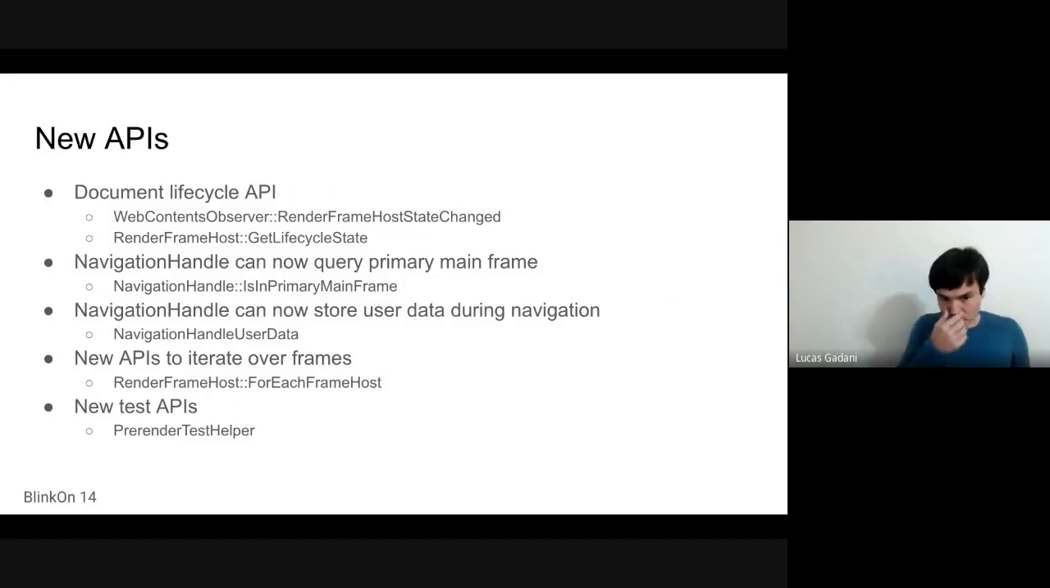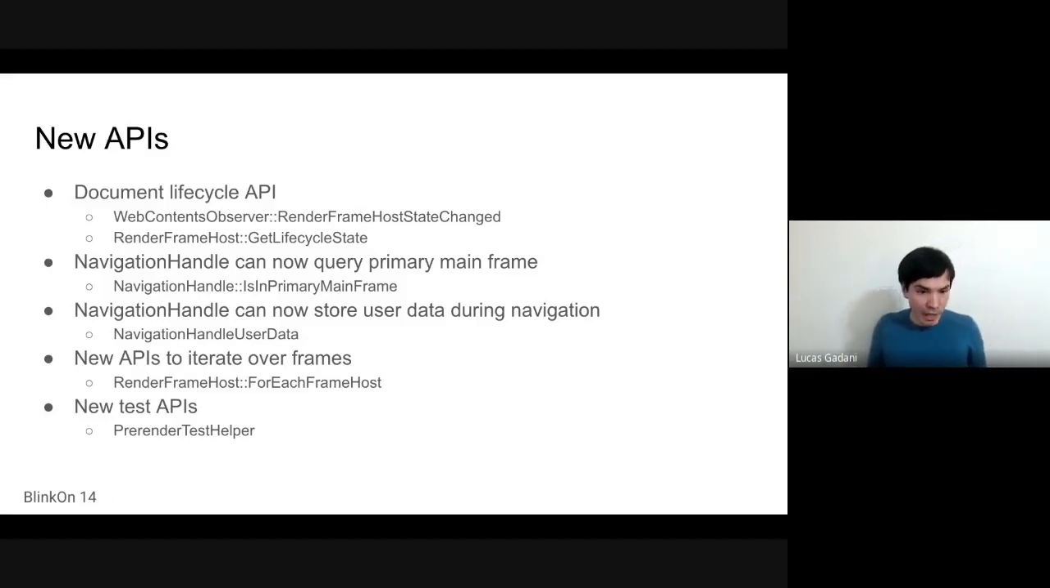The new APIs that we added to the content public interface. So we have a document lifecycle API. The document lifecycle API is important because you can notify an observer of a state change. For instance, if you're in a Prerender and you become the primary page, you get a RenderFrameHost state changed event firing, and then you can act appropriately and update your UI and so on. You can find the current lifecycle state for a RenderFrameHost through GetLifecycleState.